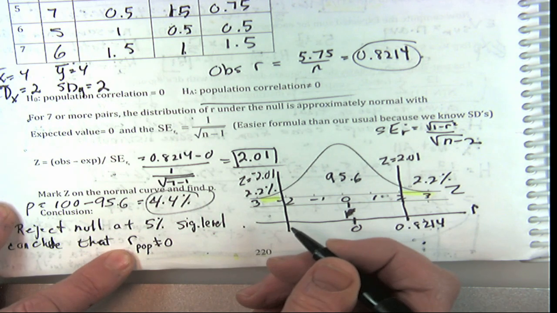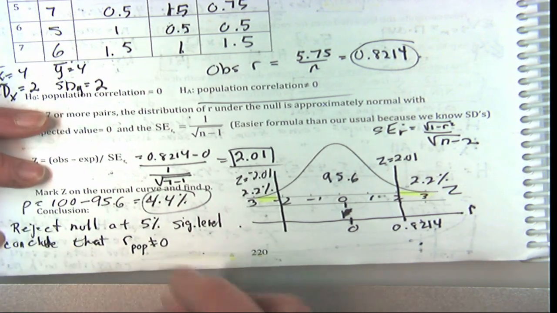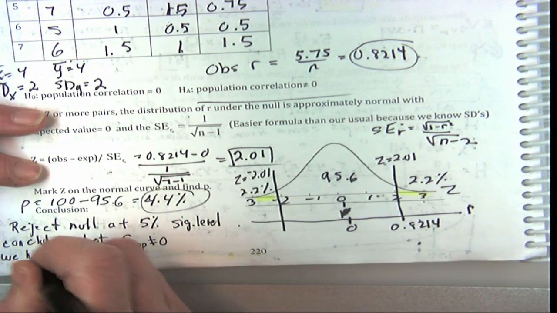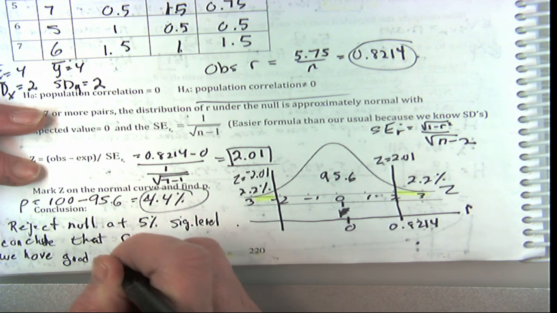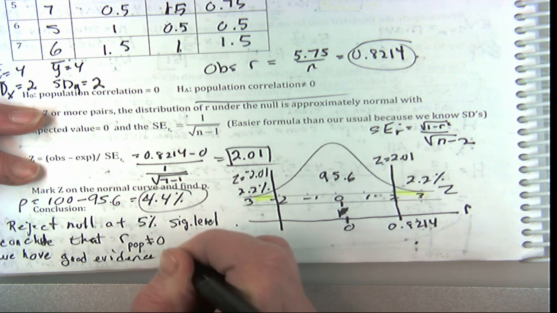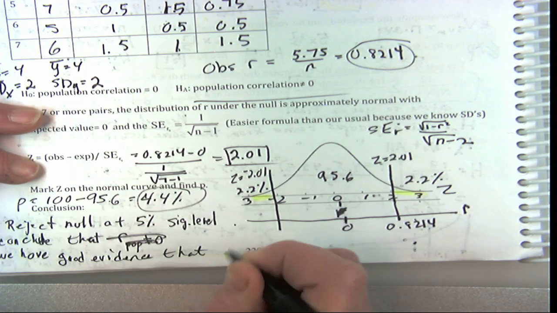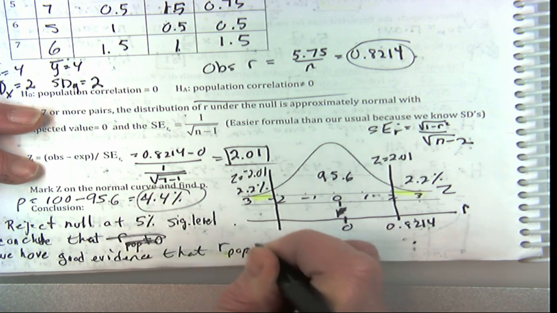We can't conclude that. We assumed it. That's a bad way to put it. We conclude that we have good evidence that R in the population is not equal to 0.